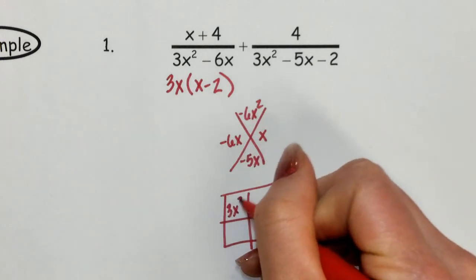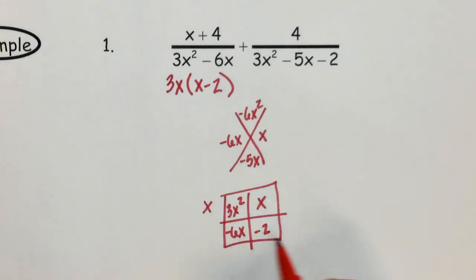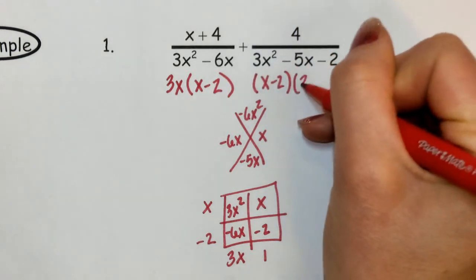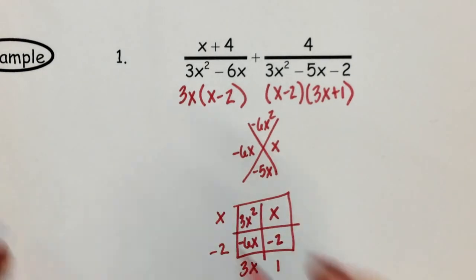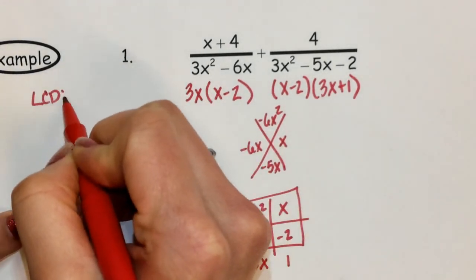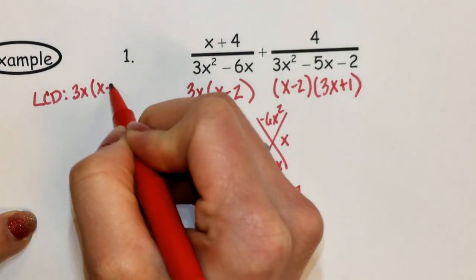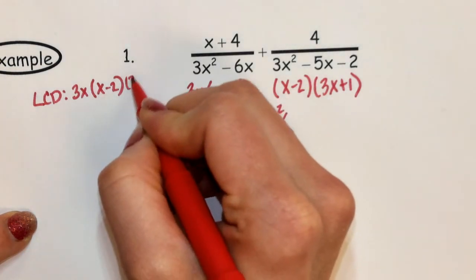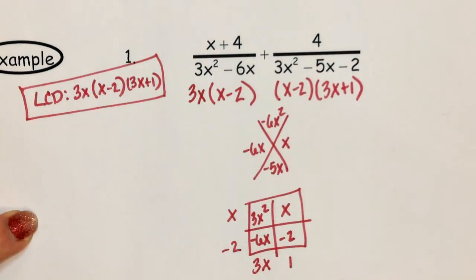So 3x squared, negative 2, negative 6x and x. So x minus 2 and 3x plus 1. So there I factored the bottom. So now to find my LCD, I'd write down everything in the first. And then I already have this one, so I need this one, 3x plus 1. So there is my LCD.